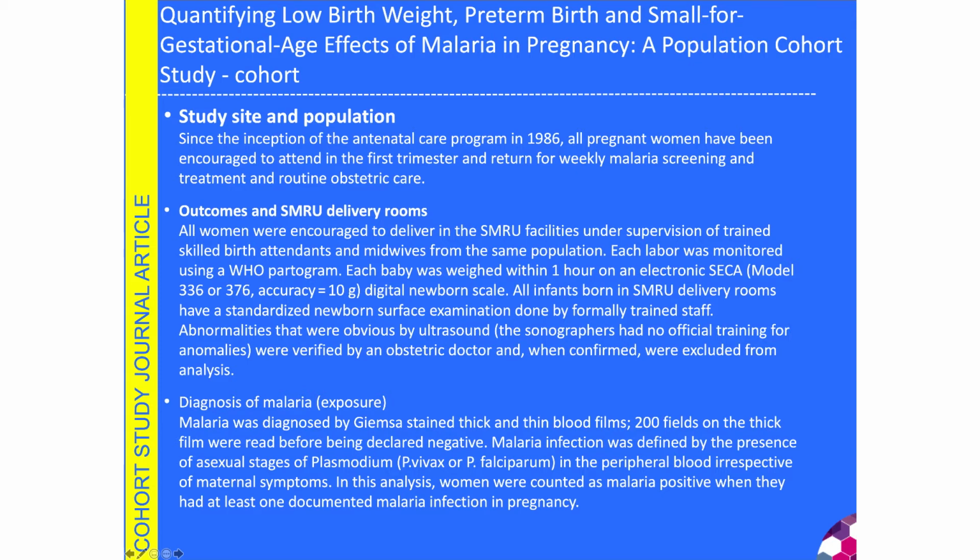The diagnosis of malaria was done using Giemsa-stained thick and thin blood films. And you can see here, malaria infection was defined by the presence of asexual stages of Plasmodium, the parasite, in the blood, irrespective of whether the mothers had any fever or the symptoms of malaria.